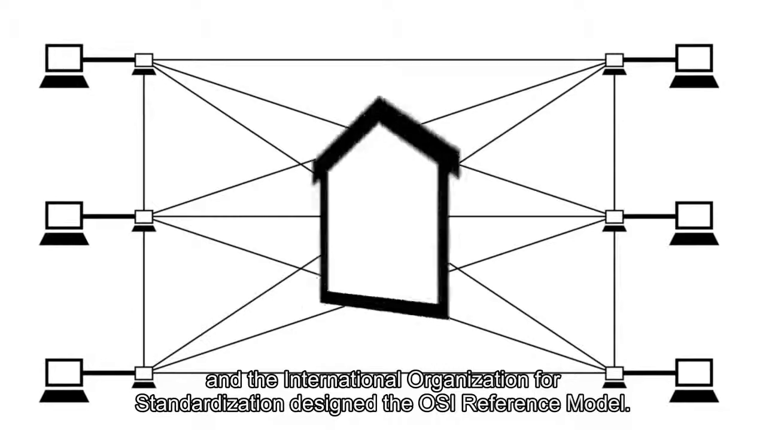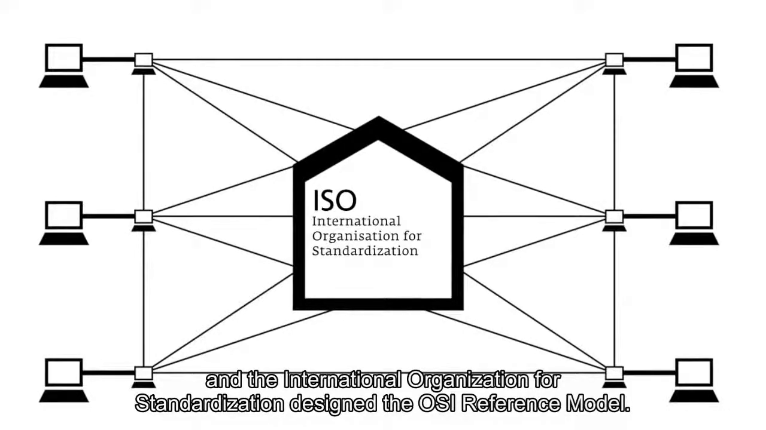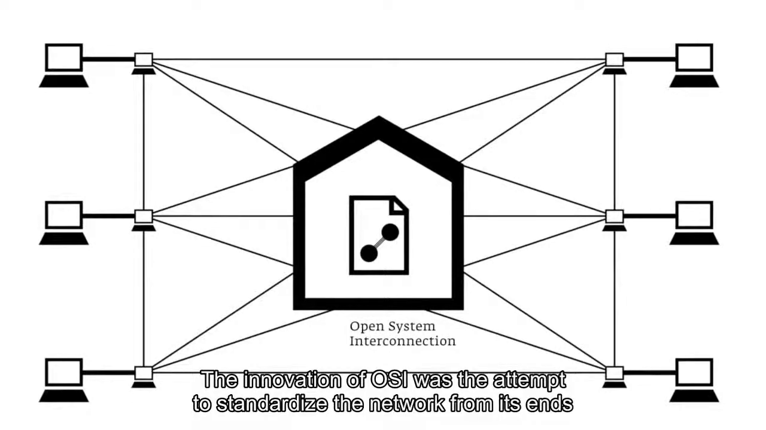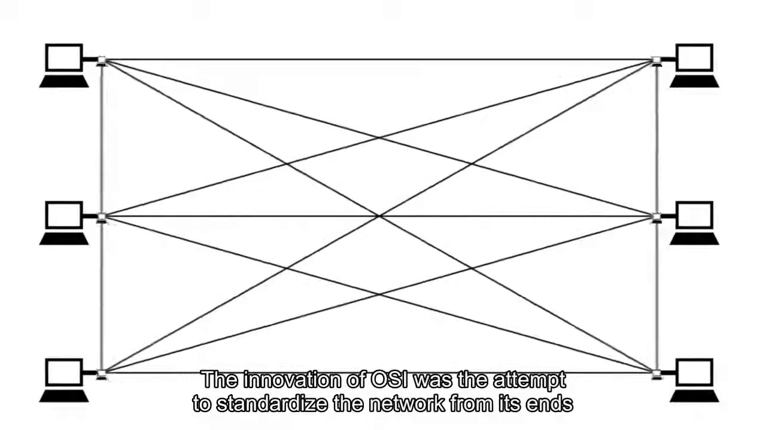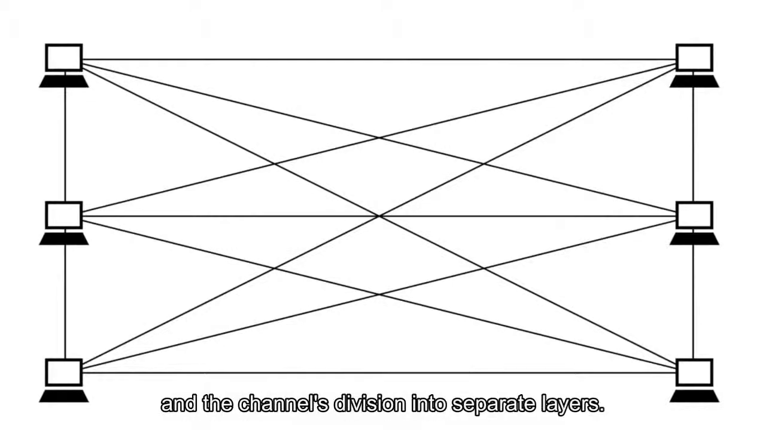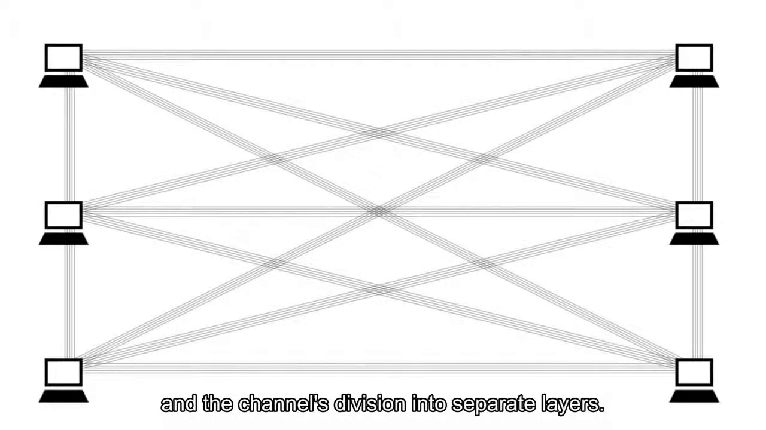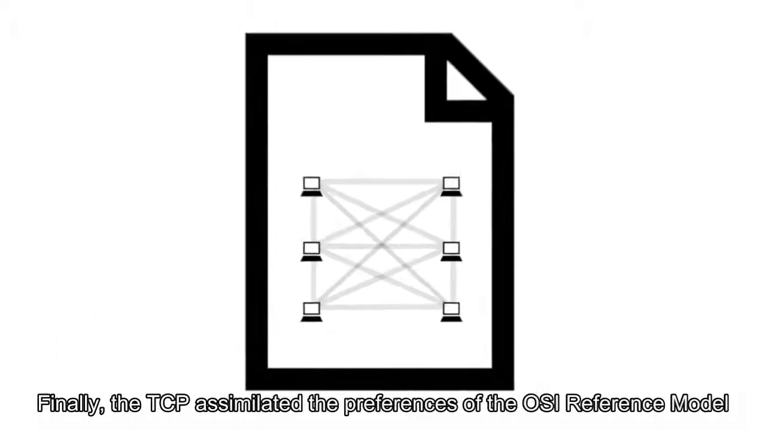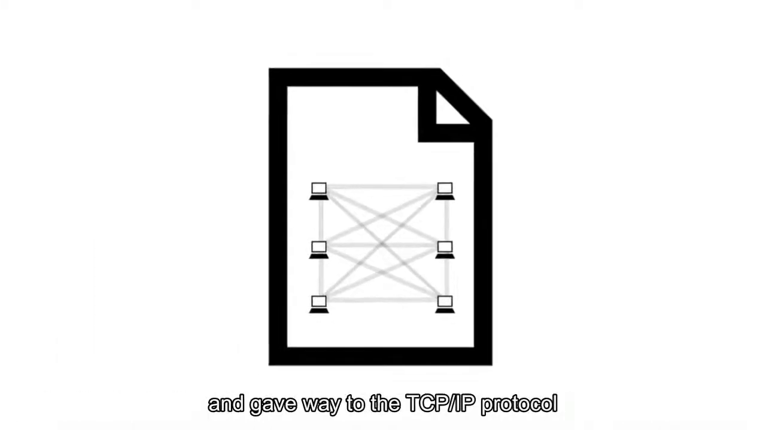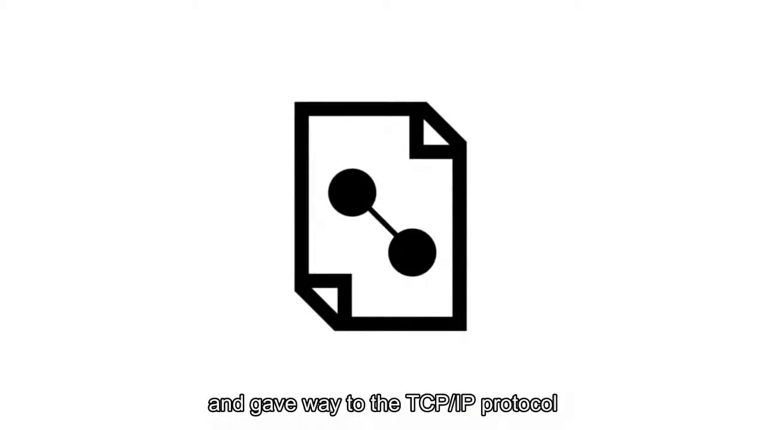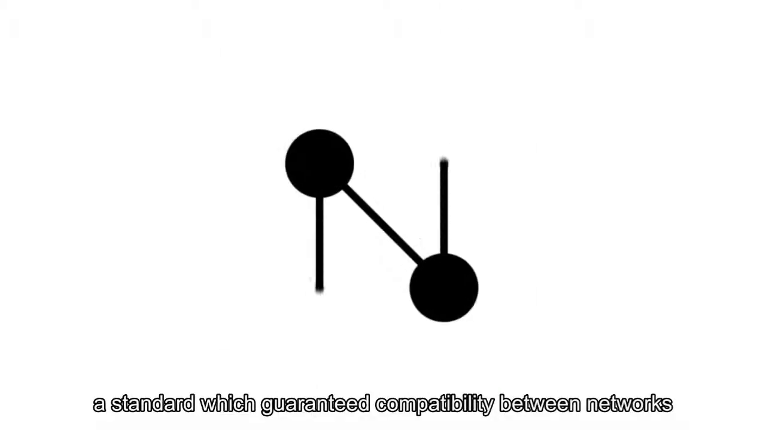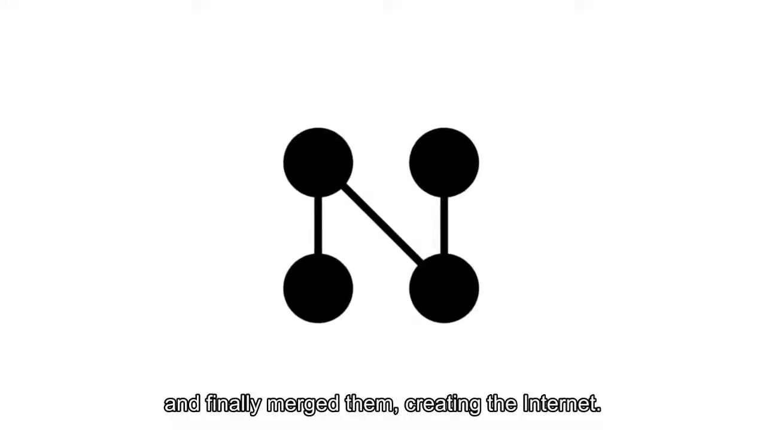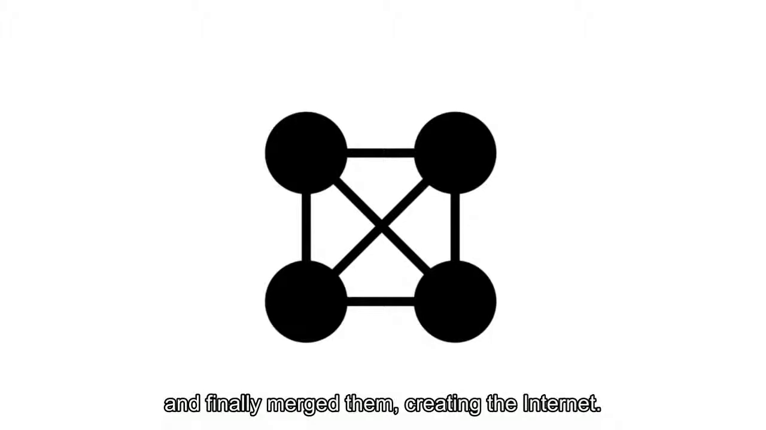And the International Organization for Standardization designed the OSI reference model. The innovation of OSI was the attempt to standardize the network from its ends and the channel's division into separate layers. Finally, the TCP assimilated the preferences of the OSI reference model and gave way to the TCP/IP protocol, a standard which guaranteed compatibility between networks and finally merged them, creating the Internet.